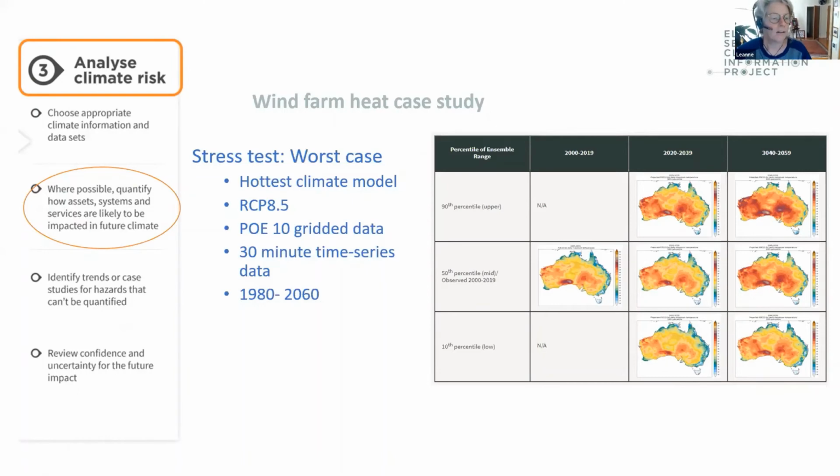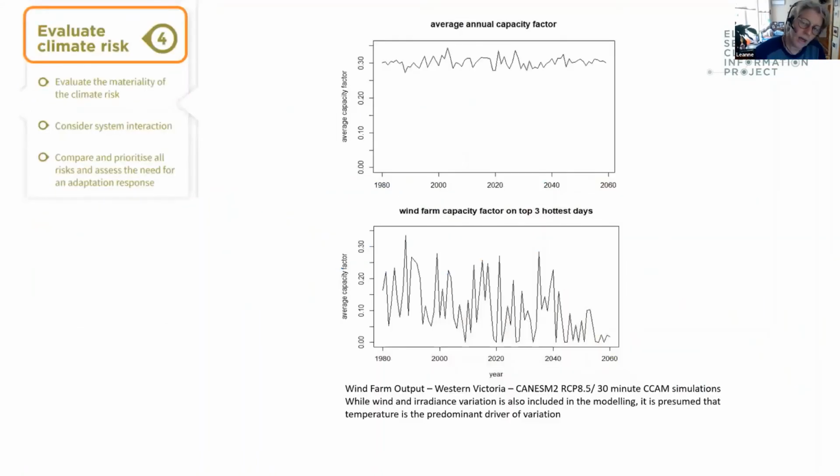Okay, and so these are the types of data sets that you would use if you were stress testing or looking for worst case outcomes for an asset, for example. Hottest model, highest climate scenario, emissions pathway. And this is the results.